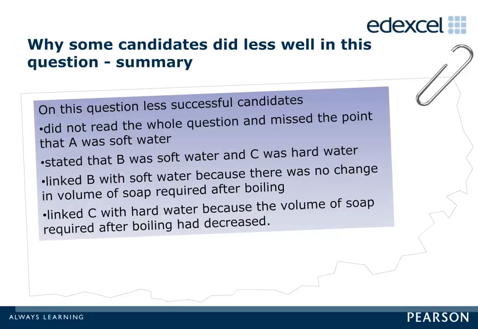On this question, less successful candidates did not read the whole question and missed the point that A was soft water, stated that B was soft water and C was hard water, linked B with soft water because there was no change in volume of soap required after boiling, linked C with hard water because the volume of soap required after boiling had decreased.